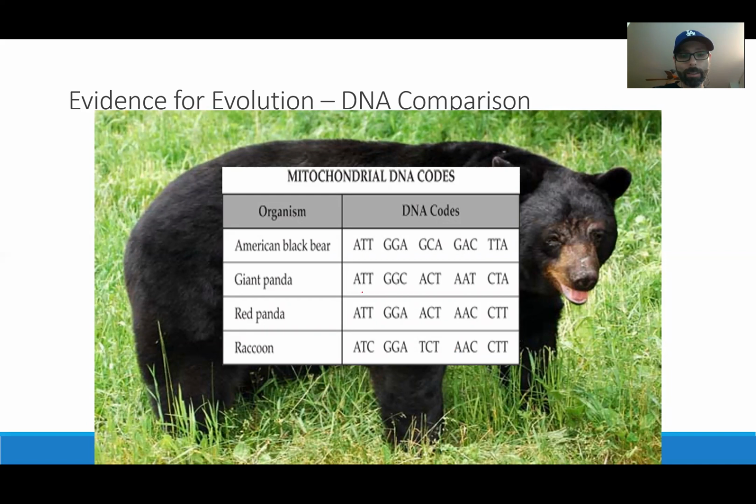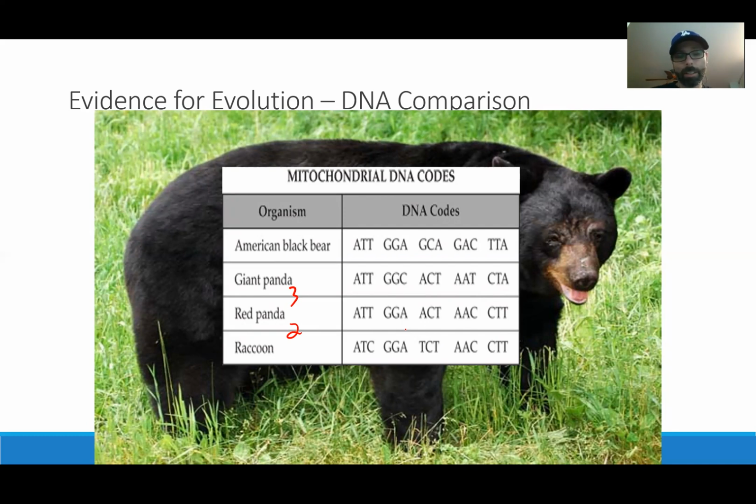As I scan along, I'm noticing that there's a difference right there, and there's a difference right there, and there's a difference right there. So there are 3 differences between the giant panda and the red panda. On the raccoon, we go down and there's 1 difference right off the bat. Then there's another difference right there, and that's it. So there are only 2 differences between the raccoon and the red panda, and so the red panda and the raccoon are more similar by DNA.